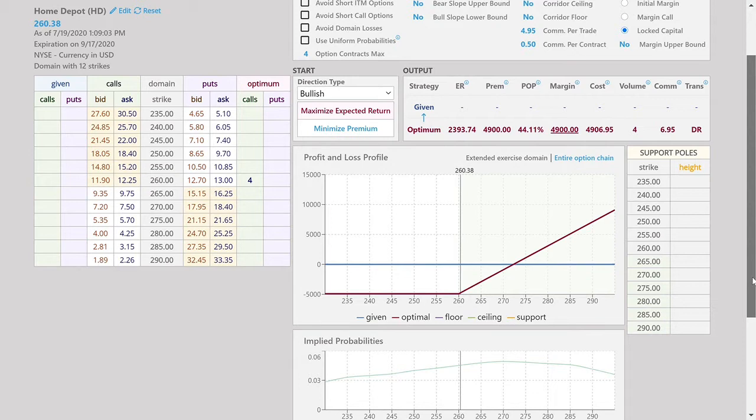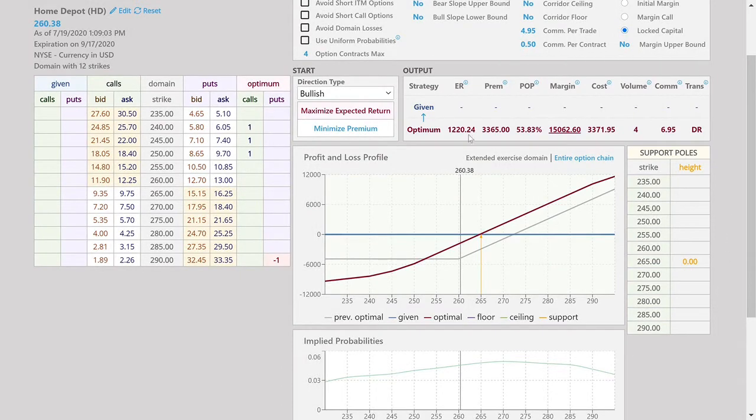But the tool can reduce this difference. For example, let us raise the support pole of height 0 at the strike price 265. What it means is that we will ask the tool to find the optimal strategy that goes over this support pole, depicted here by the yellow arrow. In this case, the optimal strategy will have at most $5 difference between the stock market price and the break-even point. Let us push maximize expected return, and we have a new strategy. The expected return has been reduced almost twice, but the probability of profit has been increased by more than 9%.